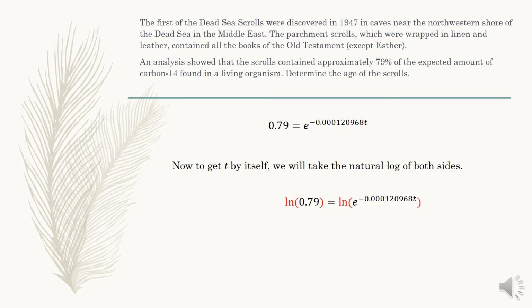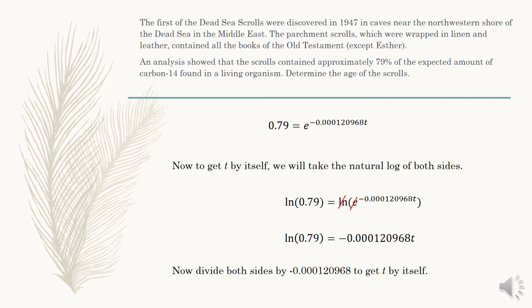So here we've taken the natural log of both sides. Remember that natural log and e cancel each other. So we're left with natural log of 0.79 equals negative 0.000120968 times t. So everything that was in the exponent has now come down and it's become our right-hand side. Now the last thing we need to do is just get t by itself. So we're going to divide both sides by that coefficient of negative 0.000120968.